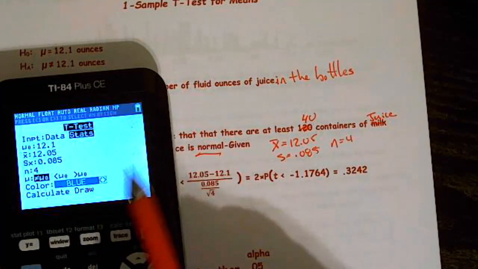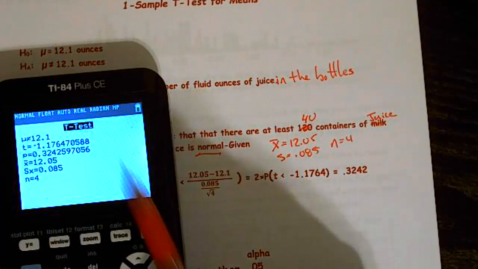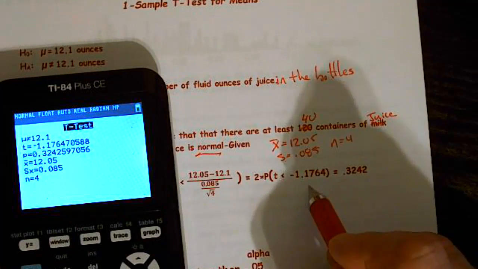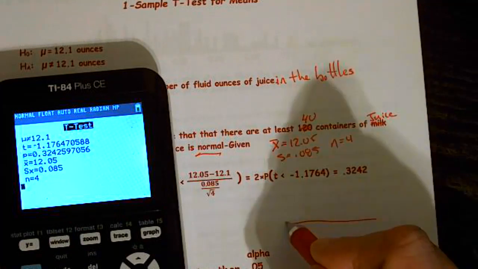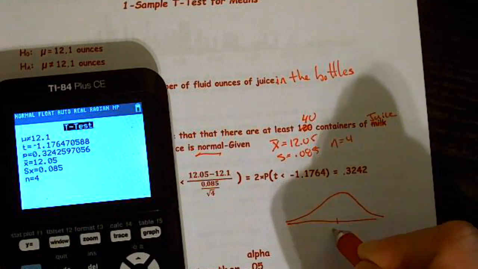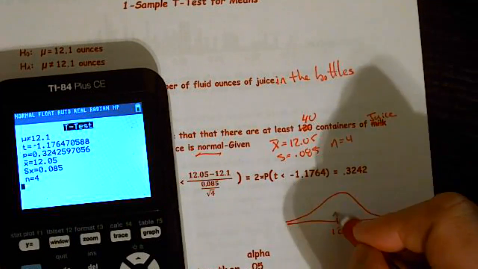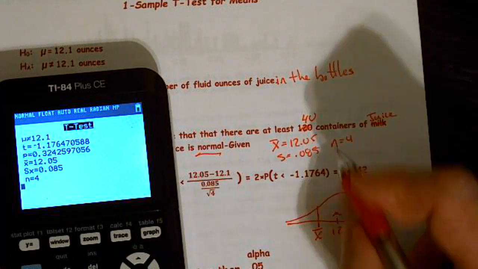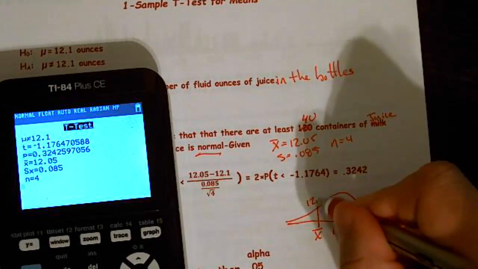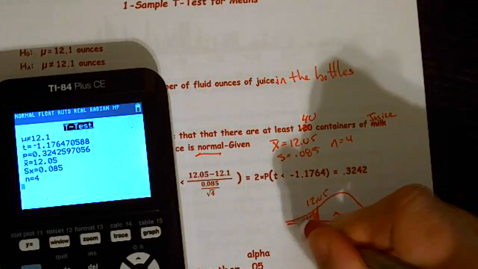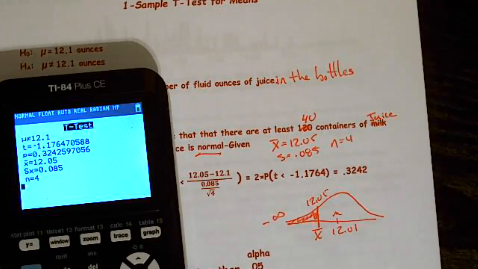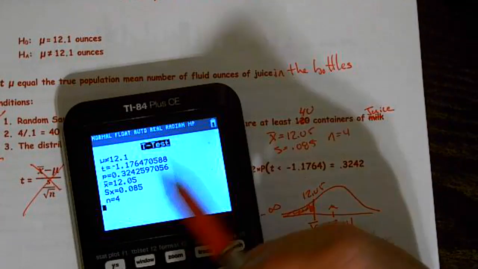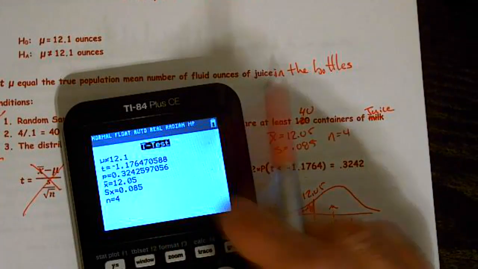And not equal to, calculate, and we get 2 times the probability that t is less than negative 1.1764, because this is what we ended up with. We had a mean, and I should have drawn this already, of 12.01, and we had an x bar of 12.05, and we're looking for that probability right there, that shaded area. So when I did that, I ended up getting a pretty large p-value of 0.3242.